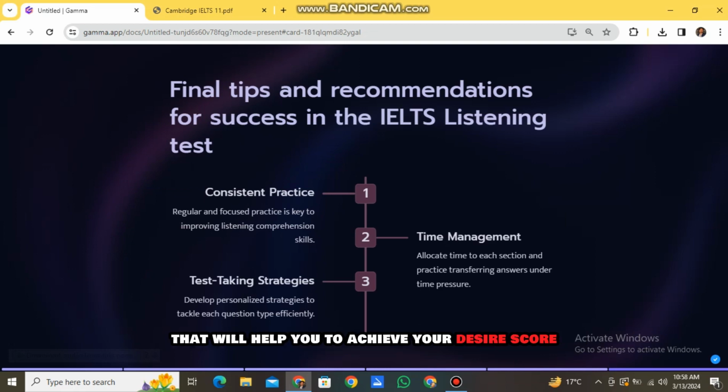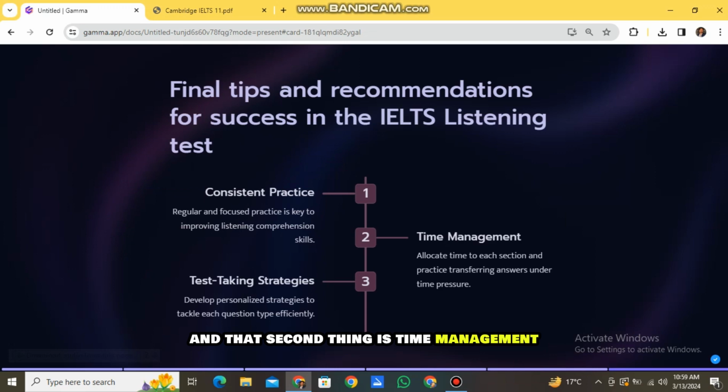Now I'm going to give you the final tip that will help you achieve your desired score, 8 plus band score. Consistent practice. As you know, practice is the key to success. And we also heard that practice makes a man perfect. Regularly practice listening tests, and that will help you understand the whole structure of the IELTS test.